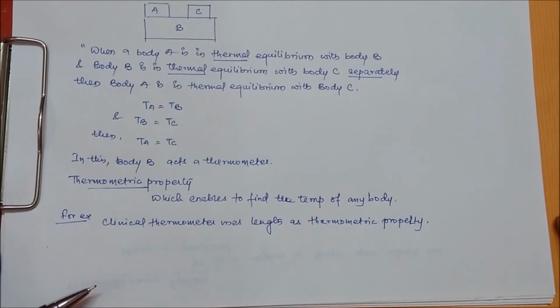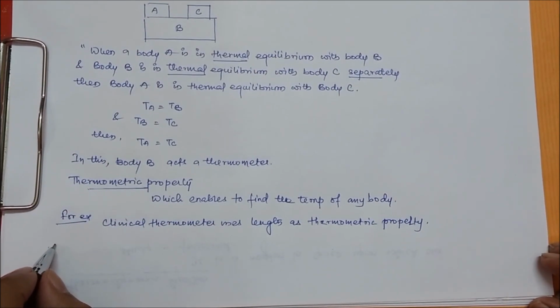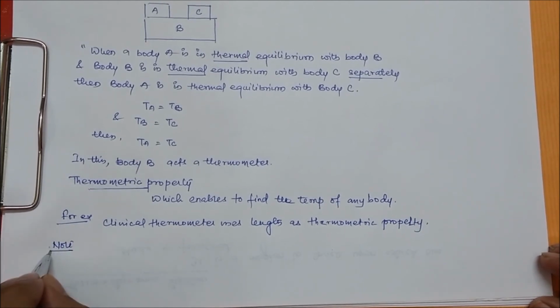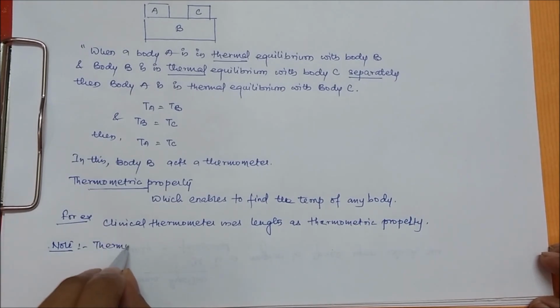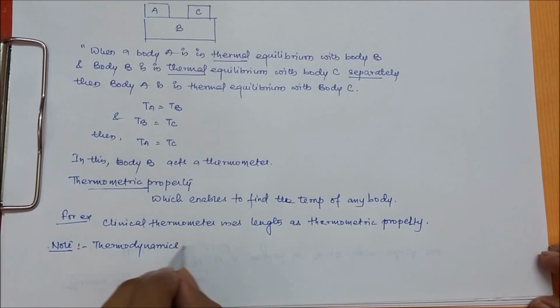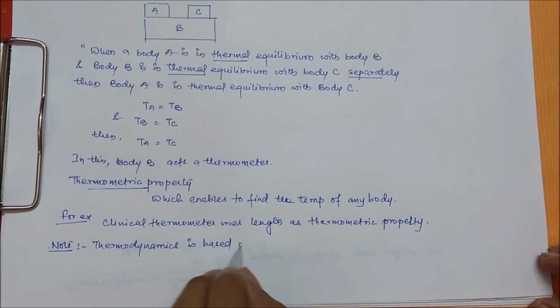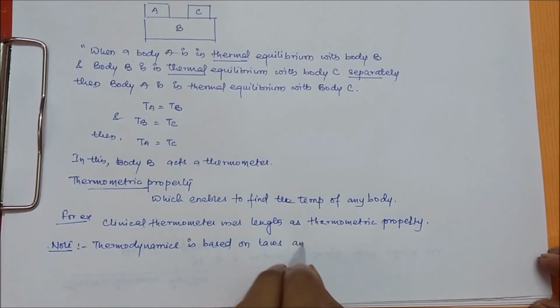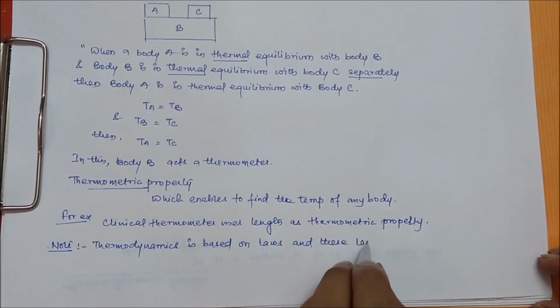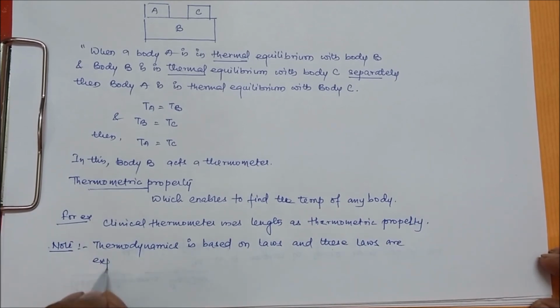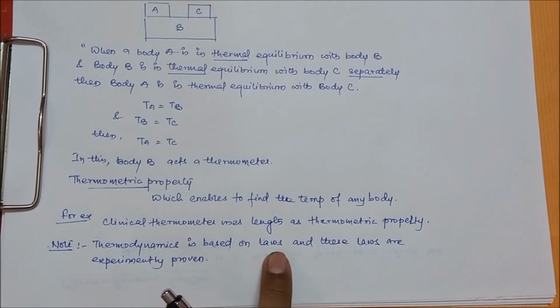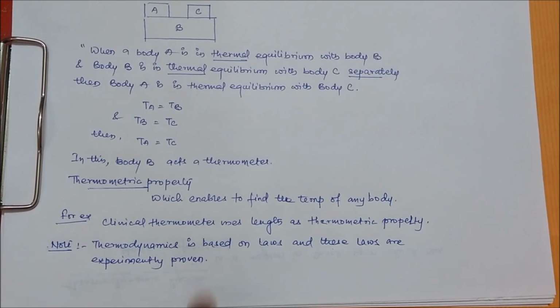And I will put a note to this before ending today's lecture, that thermodynamics is based on laws, and these laws are experimentally proven. Means we can't challenge these laws because these laws are experimentally proven, and if we want to prove these laws wrong, we have to experimentally prove what we are saying, right?